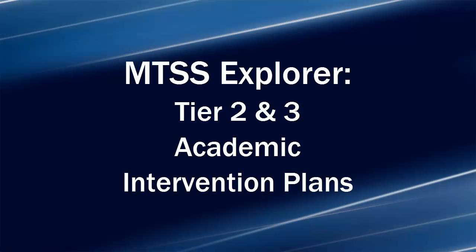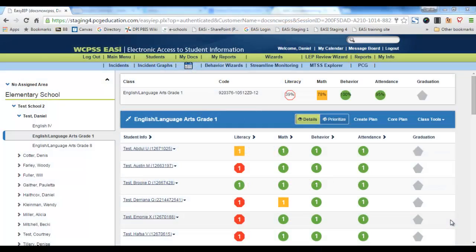Hello, today I'm going to model the group and individual plan format in the MTSS Explorer tool. In this elementary example, there is already a core plan in place, but we know there are students in this class that need supplemental strategic instruction. My core plan has addressed modeling and clarity practices as well as metacognitive strategies.